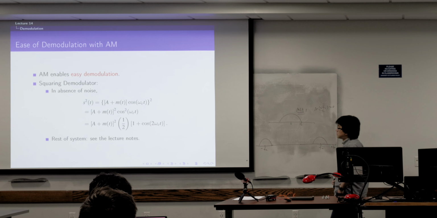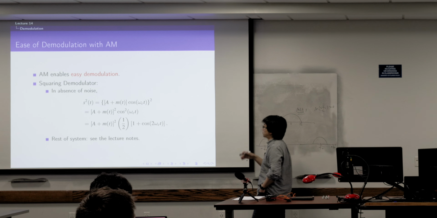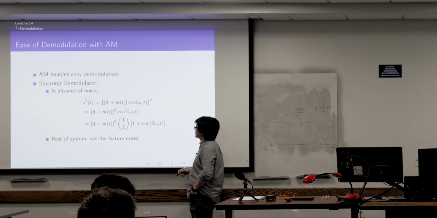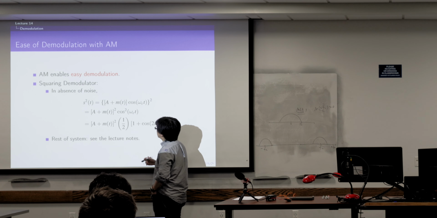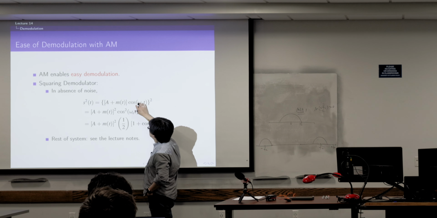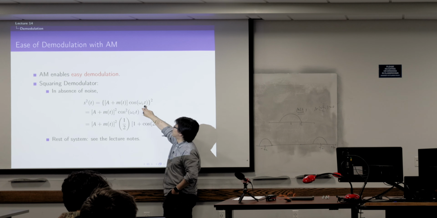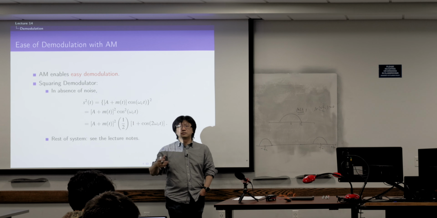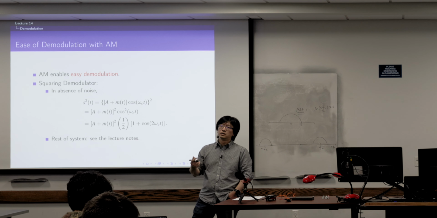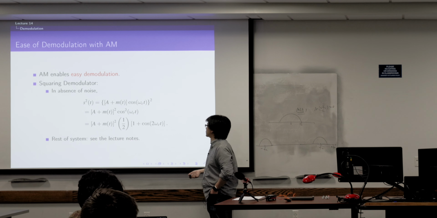And for the demodulation, we introduced the square demodulator. Basically, for the square demodulator, what we do is nothing but a square of the received signal. Remember, this is the received signal. Right now we assume there's no noise, so the received signal will be equal to the transmitted signal.